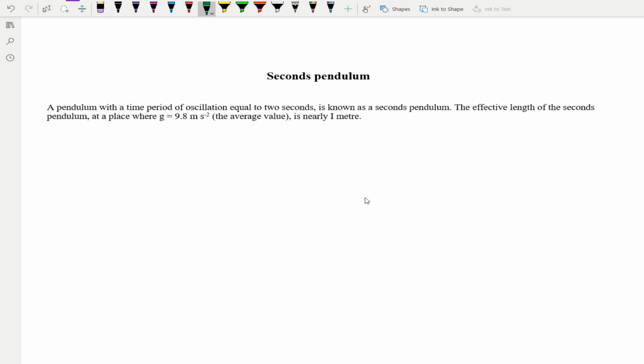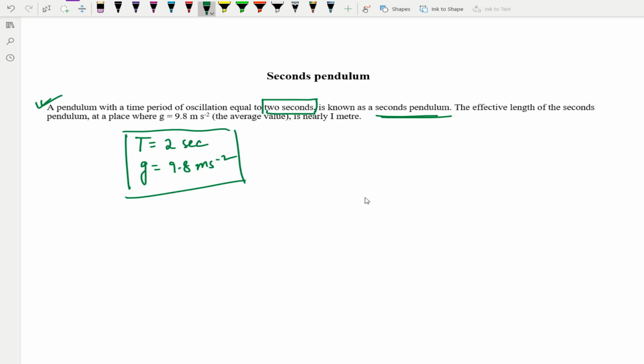Now, any pendulum whose time period of oscillation is equal to 2 seconds is known as a seconds pendulum. Understood? Now, if we take time period of oscillation as 2 seconds, and if we take the average value of G as 9.8 meter per second square, then if we are asked to find, suppose, what should be the length of the pendulum for it to have this time period, what should be the effective length, because you know, increasing the effective length increases the time period and decreasing the effective length decreases time period.